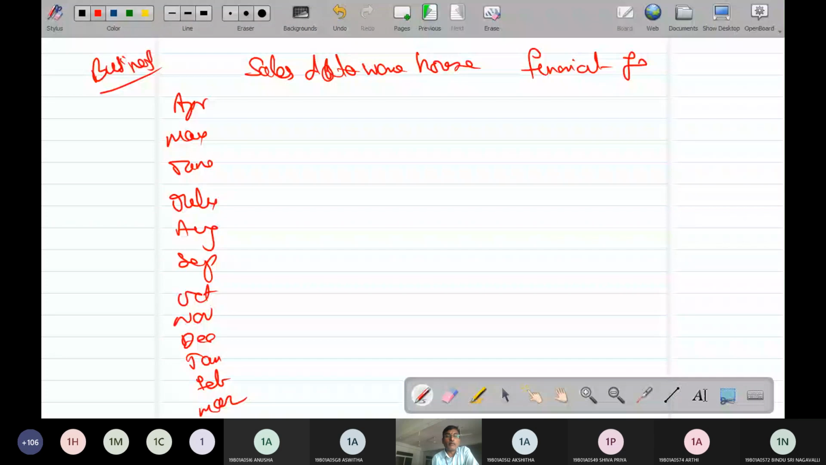So Q1, Q2, Q3 and Q4. We will represent the 3 months aggregate, April, May, June, July, August, September. So the 3 months aggregate that we are going to push will be represented as a quarter. So I will say sales of quarter 1 is some 1,000. Sales of quarter 2 is 2,000. Sales of quarter 3 is 3,000. And sales of quarter 4 is 4,000.